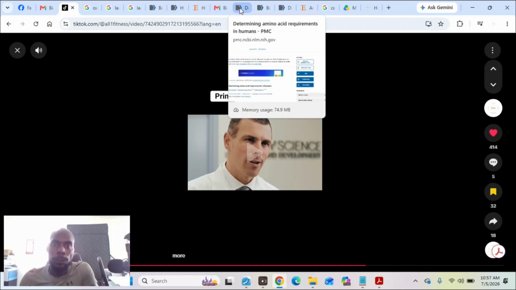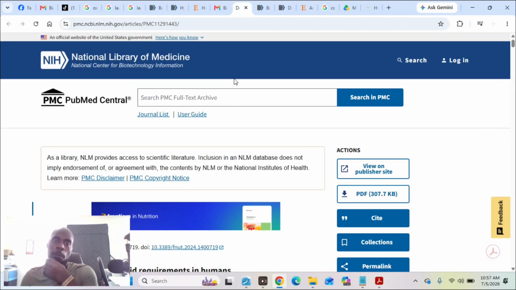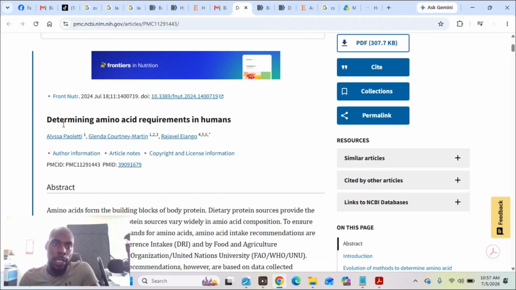All right, so we're in the National Library of Medicine. We're going to be reading under the section determining amino acid requirements in humans.